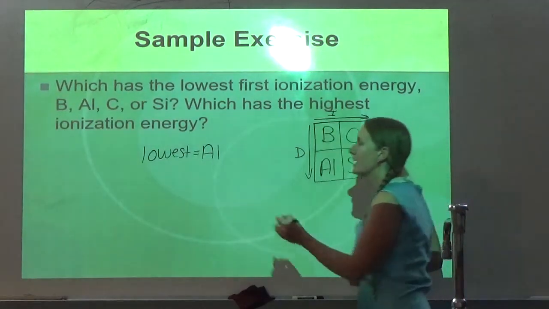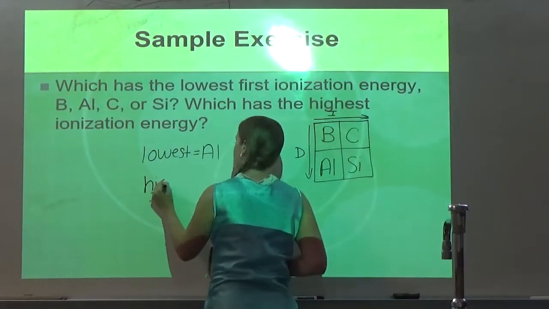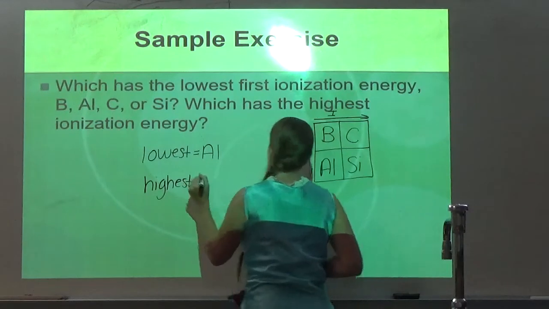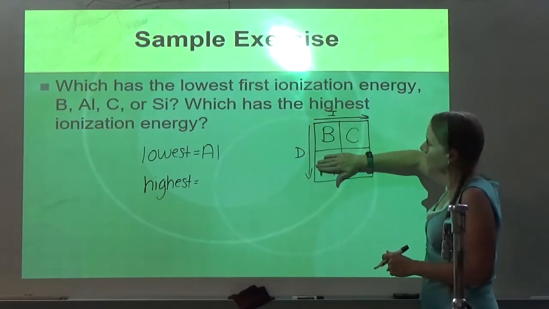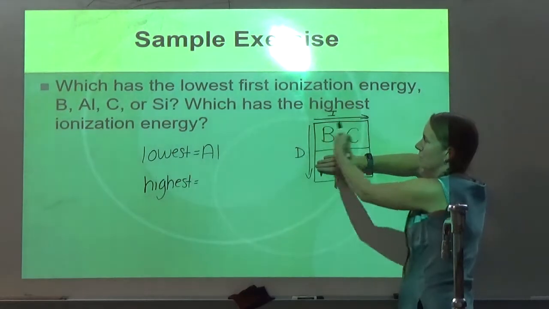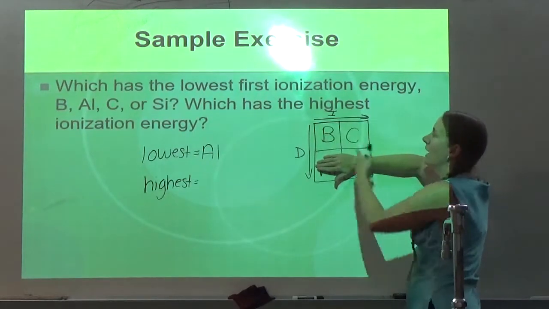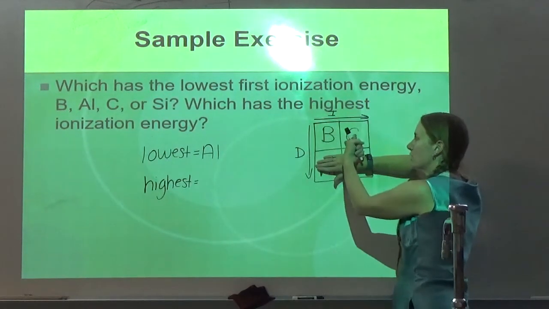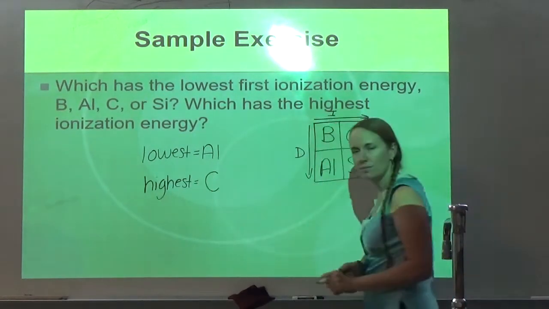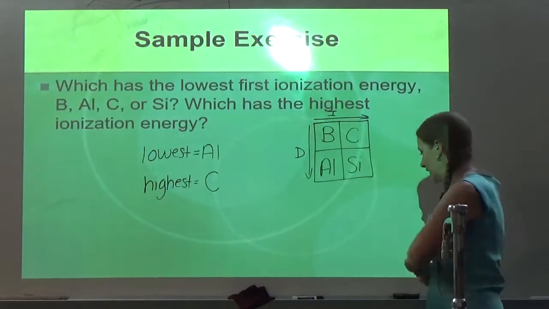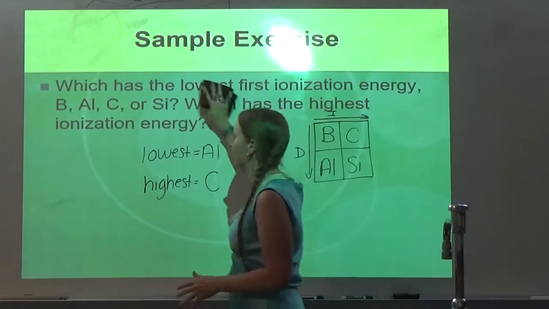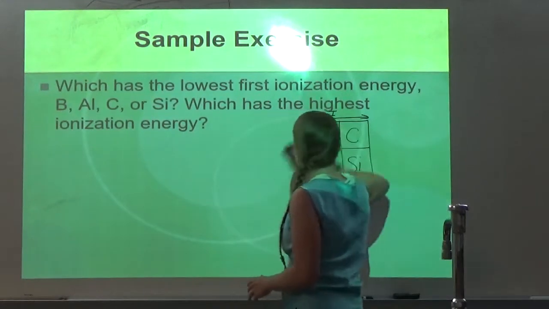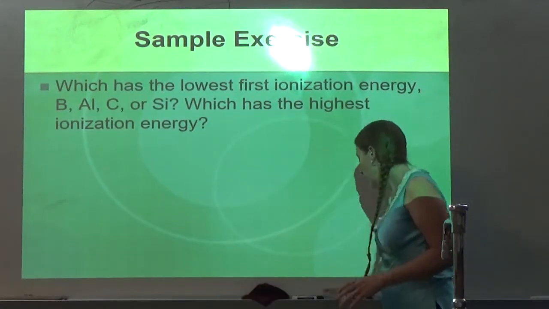Then it says which has the highest first ionization energy. I block off my bottom two because I know it decreases down, so these are going to naturally be higher. And then out of these two, it increases across, so it would be carbon, just like that. Like I said, y'all, just try to focus on one at a time. I always look at up and down first, and then I use across when necessary.